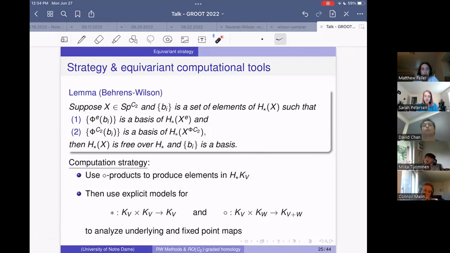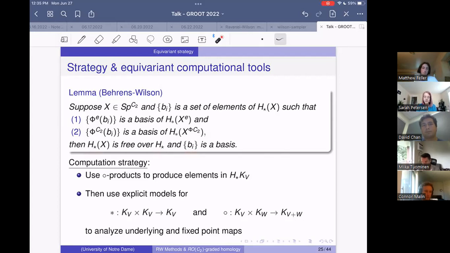So Mark Behrens and Dylan Wilson have this lemma that says that if we have a C2 spectrum X and a collection of elements B sub I that are elements of the RO(C2)-graded homology of X, satisfying the two properties that on the underlying level, they form a basis for the underlying homology, and taking C2 geometric fixed points, they also form a basis for the homology of the C2 geometric fixed points of the spectrum, then the homology must be free, and moreover, the collection of elements you started with is a basis.